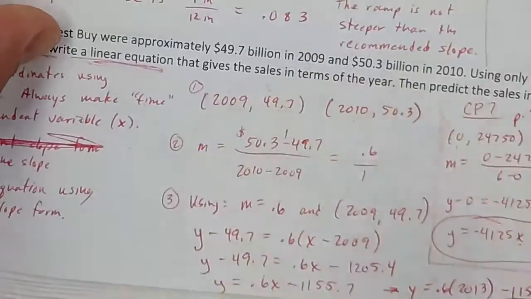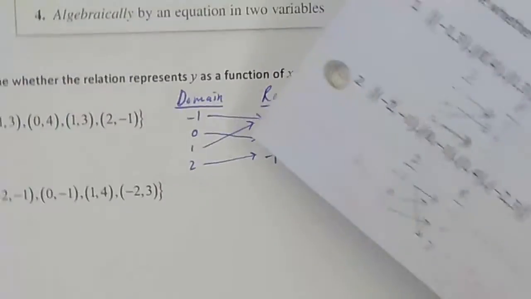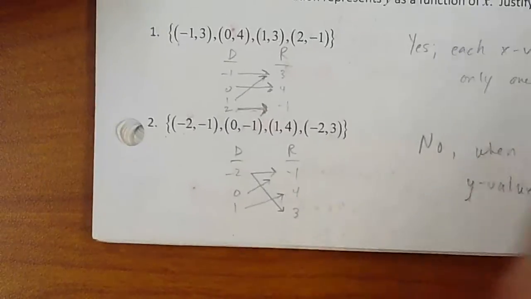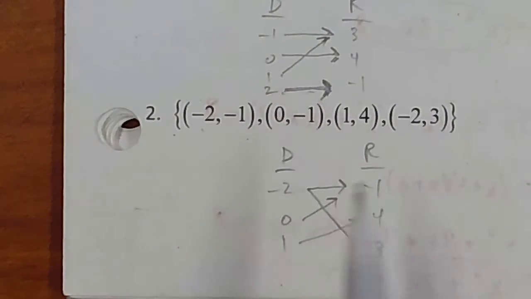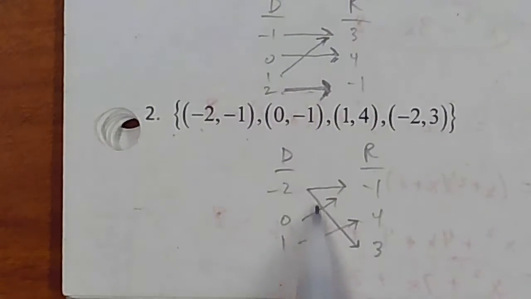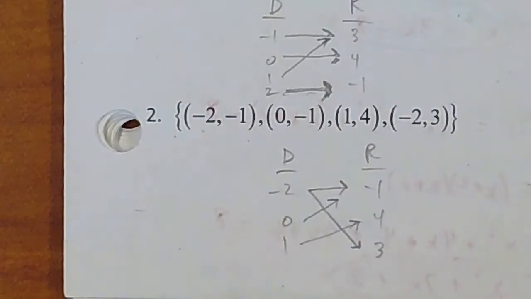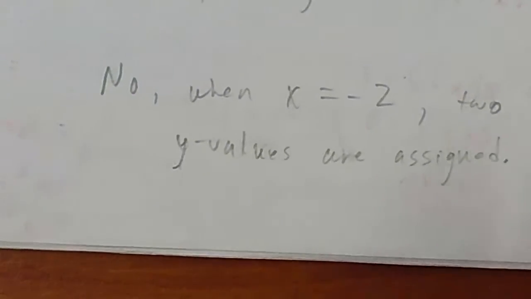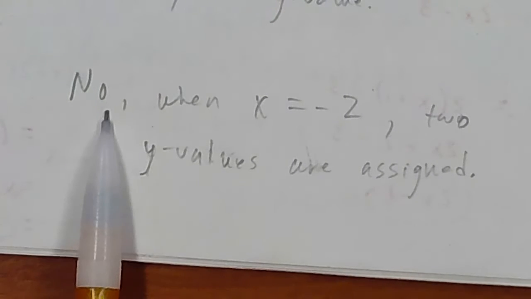So just want to interject that to make some sense of this. So for number 2, the one you just tried, this one doesn't work. Here it is mapped out. Zoom in on this mapping diagram. -2 is assigned -1, and 3, nope. These mapping diagrams are not required. It just helps you see it. So maybe on the ordered pairs you already see it. Fine. So when x equals -2, 2 y values are assigned, not a function.